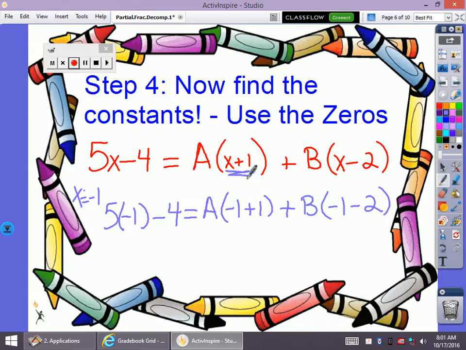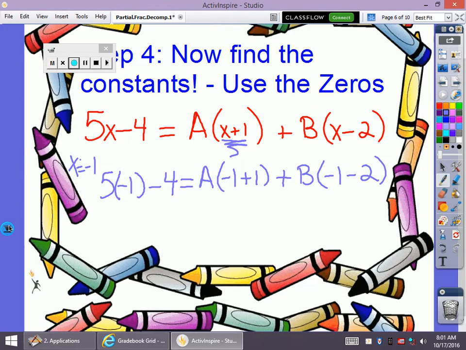Because I look at the first parenthesis, and what makes that a 0? What would turn this into a 0? No, if I do positive 1, that would make this 2. If I do -1, -1 plus 1 is 0. Okay? All right, continuing on. Okay, what makes this 0? What would make this parenthesis here 0?